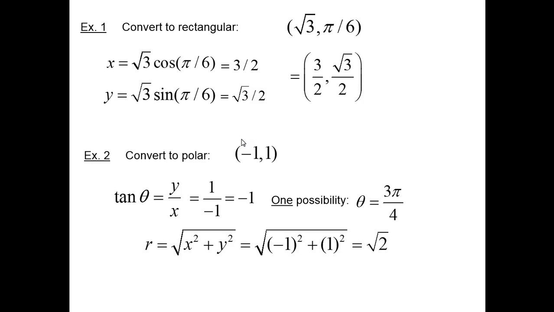R value, of course, is the square root of x squared plus y squared. Pythagorean theorem. That's the square root of 2. The answer is just root 2 comma 3 pi over 4. Again, there's more than one way to write this in polar, but I would just pick the one that seems most obvious.